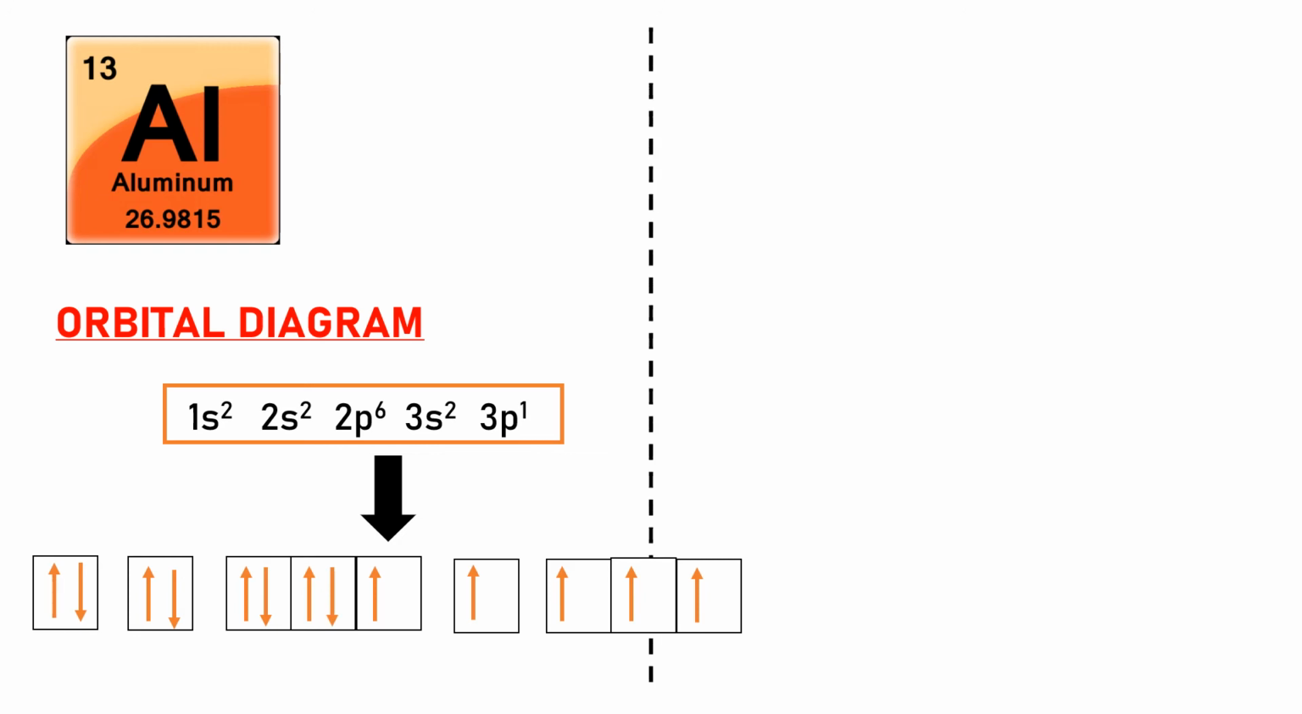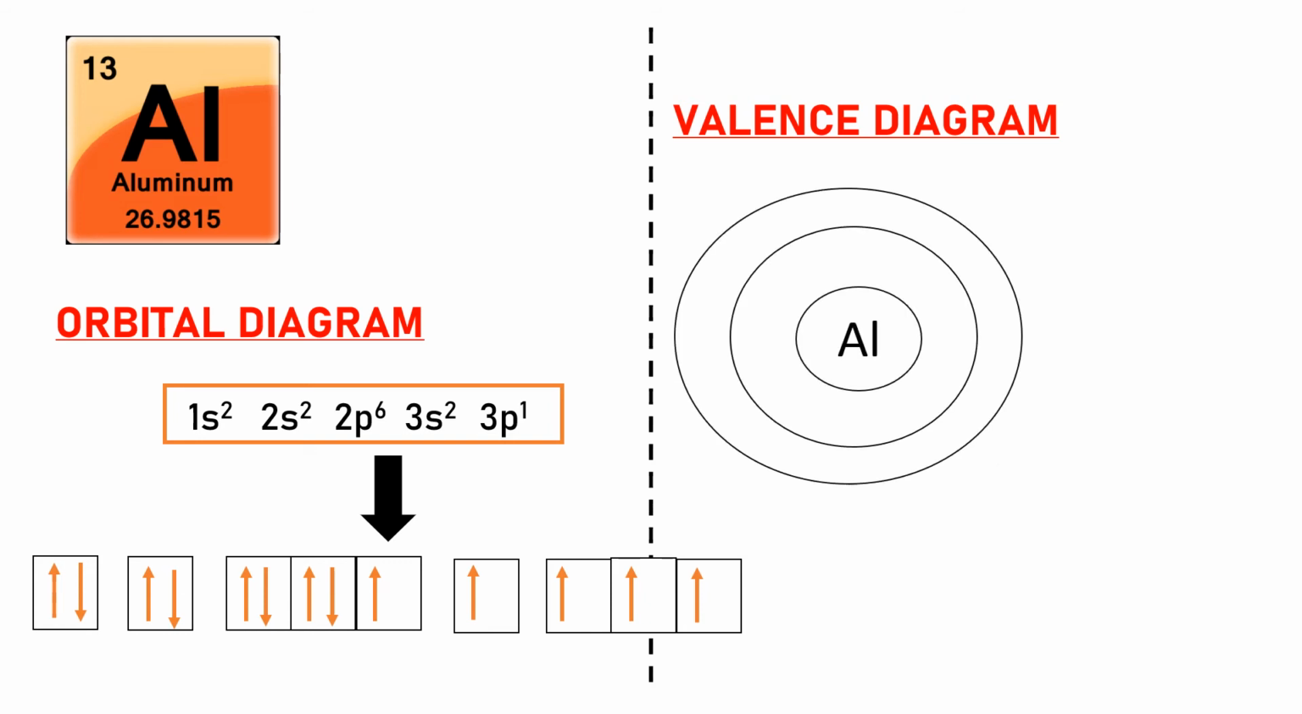Now for the valence diagram, we have here the core shell or the innermost shell. For aluminum, the innermost shell can only hold up to 2 electrons. So we have 1, 2. The second shell can hold 8. So 1, 2, 3, 4, 5, 6, 7, 8. So 2 plus 8, 10. You still need 3 more. The next shell can hold another electron, so you still need 3 more. 1, 2, 3. So there you have it.